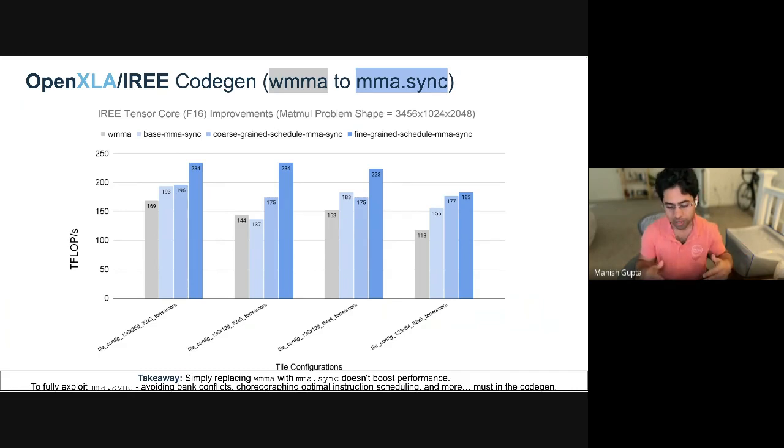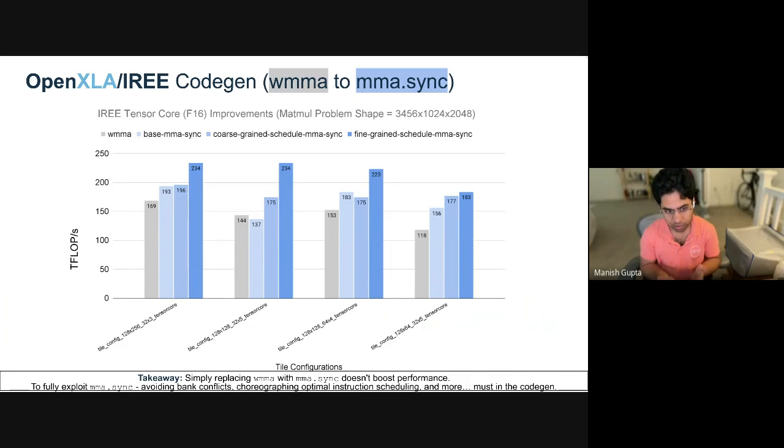You may have bank conflicts when you're using WMMA, because WMMA is not consuming the registers at a speed where bank conflicts and other things come into the picture. So when using MMA sync, you have to make sure your pipeline is shared memory bank conflict free. You have optimal instruction scheduling, so your math instructions are always fed.